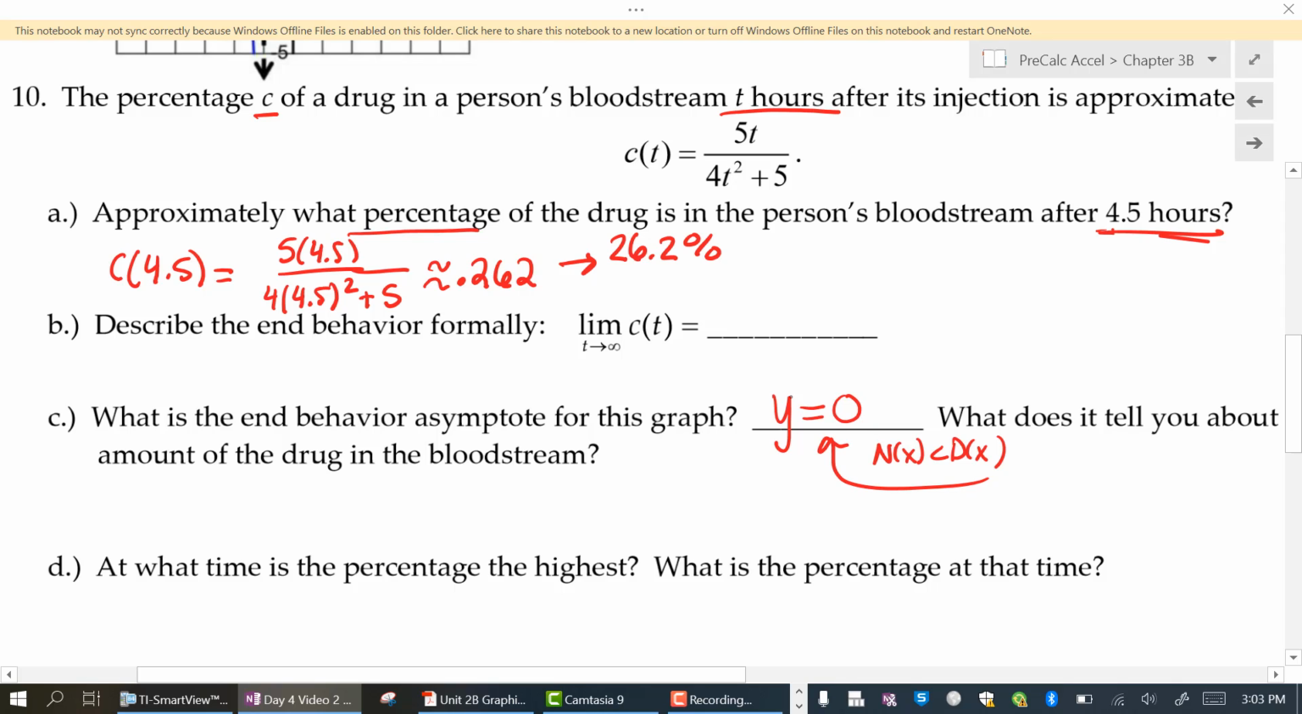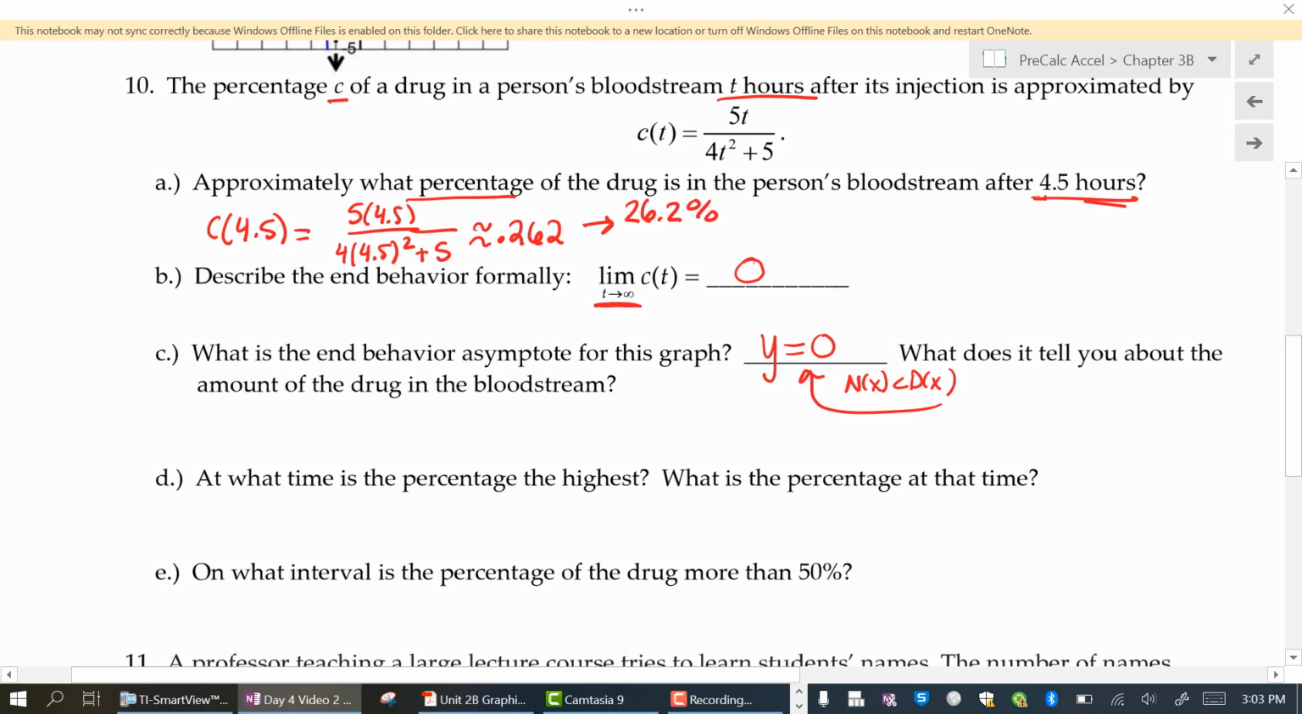So if my end behavior asymptote is y equals 0, that means as the limit approaches infinity, it's going to only approach 0. It'll never go less than 0. And so then what does this tell you about the amount of drug in the bloodstream? That the percentage will decrease towards 0 over time.